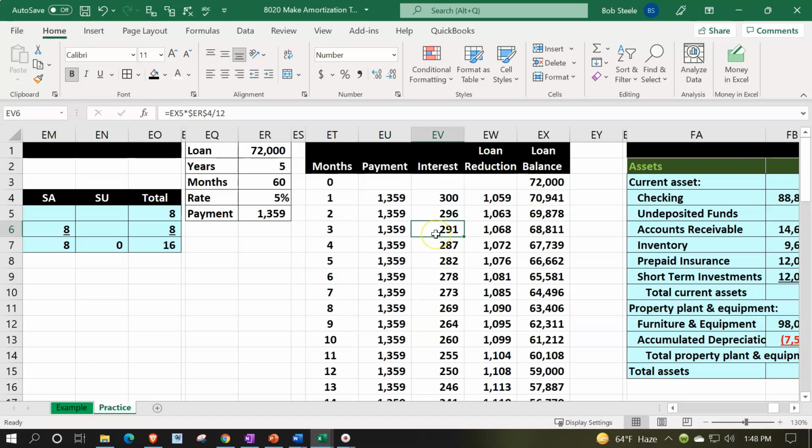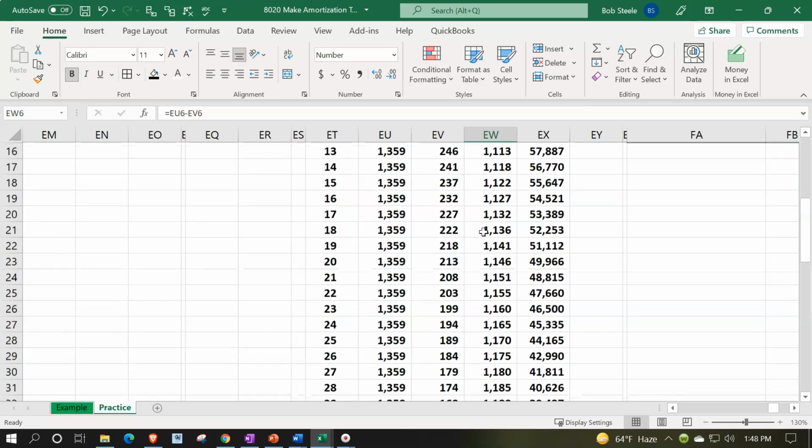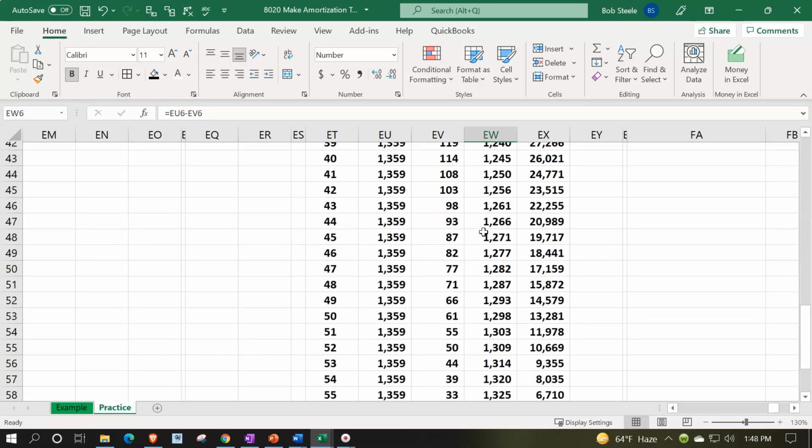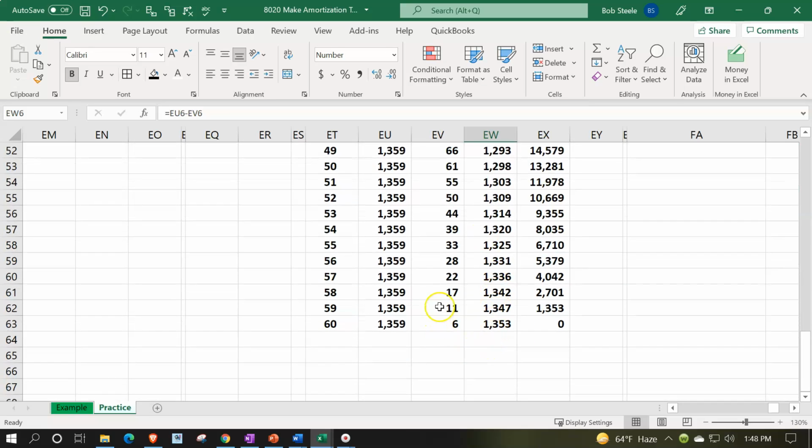Because the payment is the same, as the interest portion goes down, the loan reduction portion of the payment goes up, and so on as we go down to 0, and we see an extreme difference in terms of the interest portion being much smaller given the fact that the loan balance is much smaller, and the principal portion therefore much larger at the tail end of the loan.